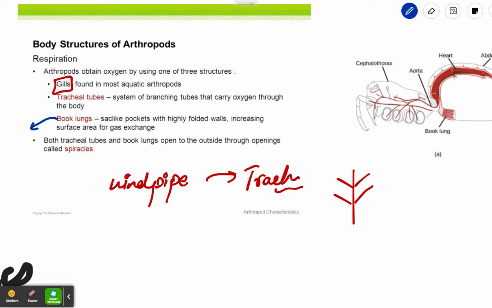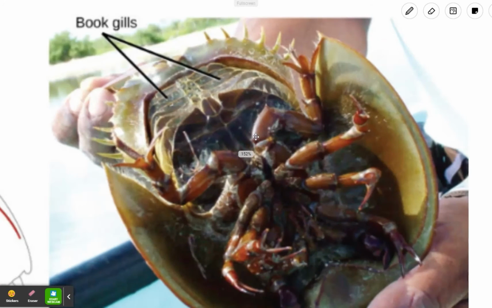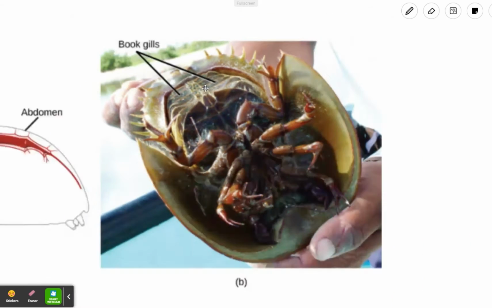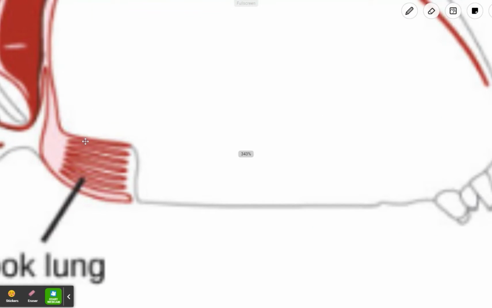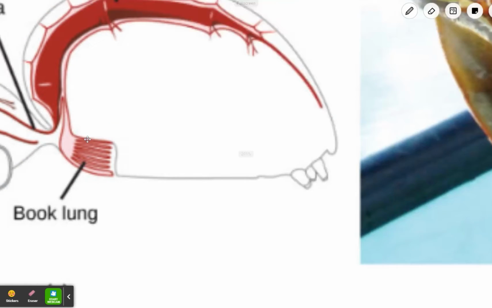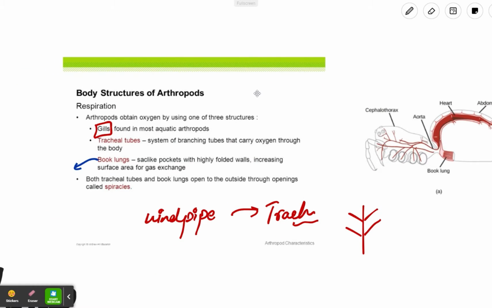So over here, if I show you the pictures, not a good one, but it's okay. So these are book gills, you could say. In the same way, there will be some book lungs here. But the main takeaway from here is, if you focus, these are the book lungs. They do function like a lung. You should remember that arthropods have three functioning areas: gills, tracheal tubes, and book lungs.